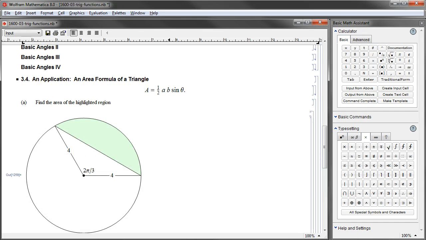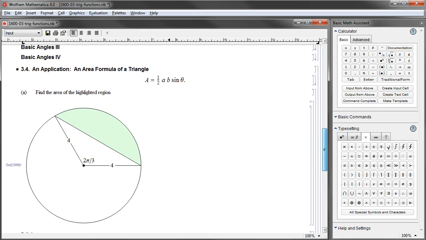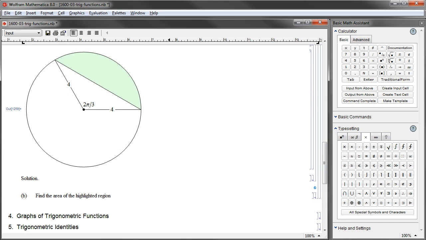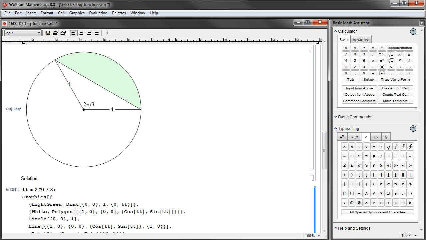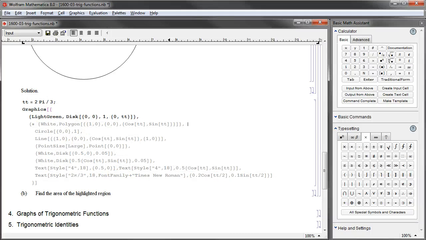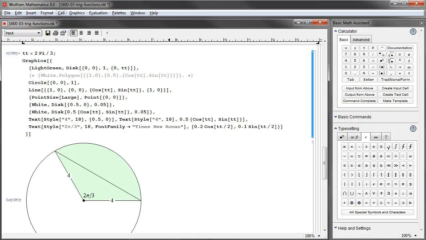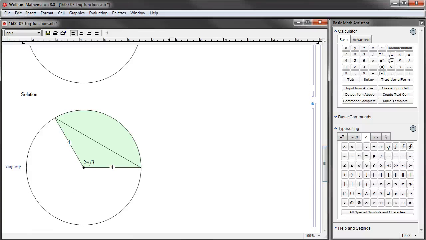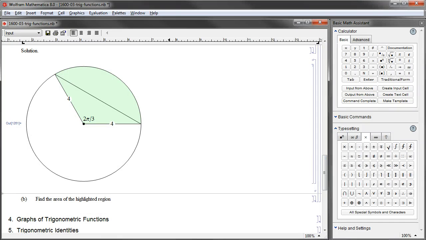How about something like that? Find the area of the highlighted region. Well, what's the strategy? I'd like to use this strategy. Let's see. Okay, find out the area of the sector first, and then subtract away the area of the triangle.